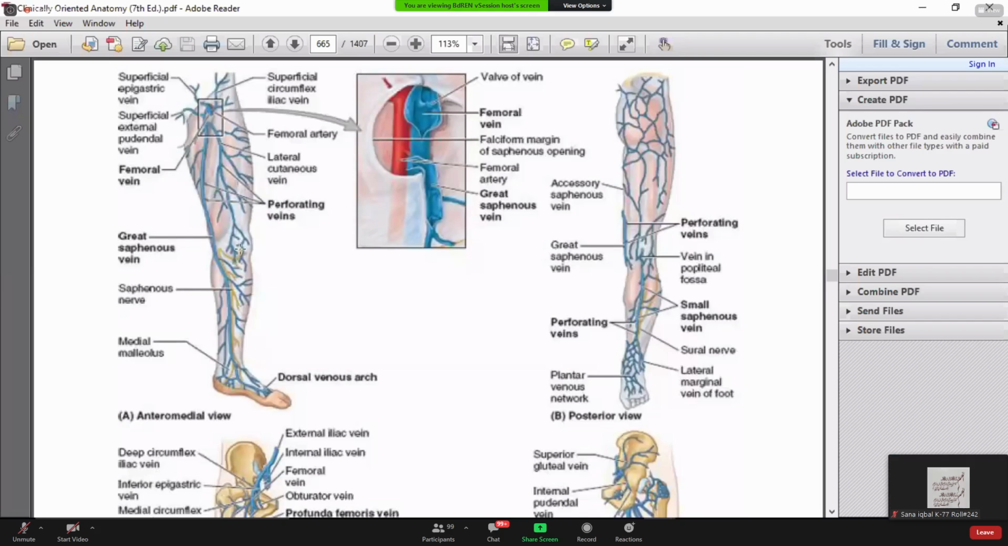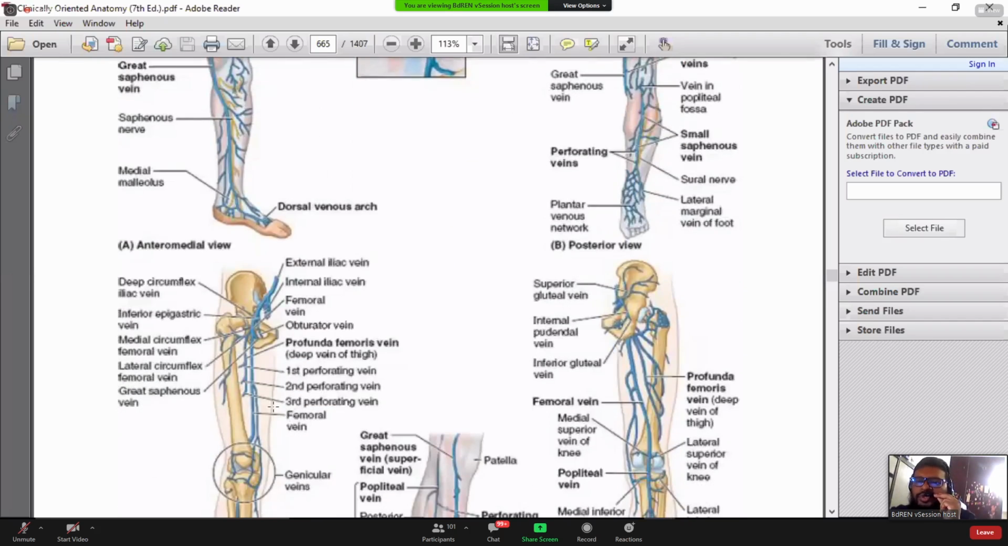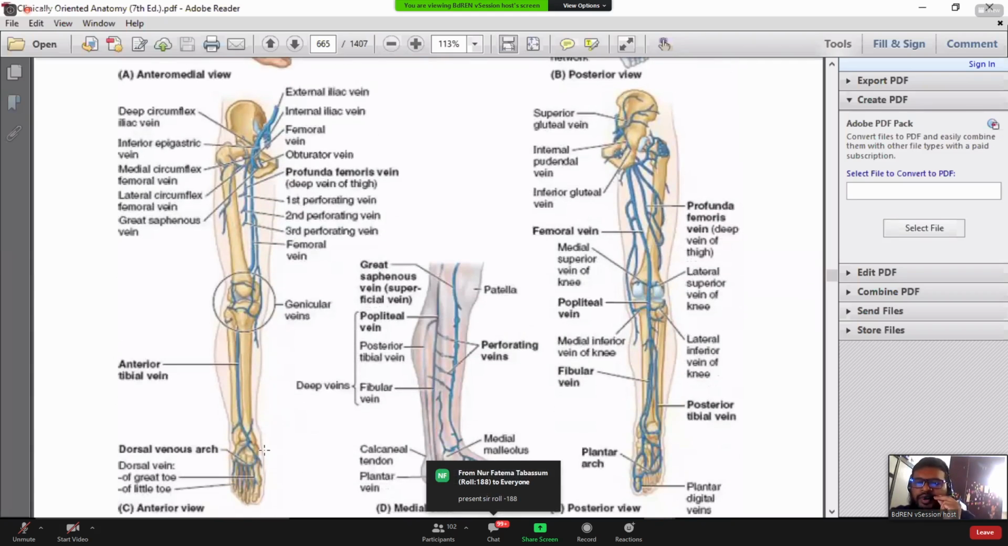So these are the superficial veins, and they have two big named ones: the great saphenous vein and the small saphenous vein. The deep veins are what I've told you: the profunda femoris vein, popliteal vein, femoral vein, and then these drain into the external iliac, and then the internal iliac joins to form the common iliac vein. Then both the common iliac veins form the inferior vena cava. That's the continuation. But these are the deep veins: the anterior tibial vein, the popliteal vein, and the profunda femoris vein, the deep vein of the thigh. These are all the deep veins.